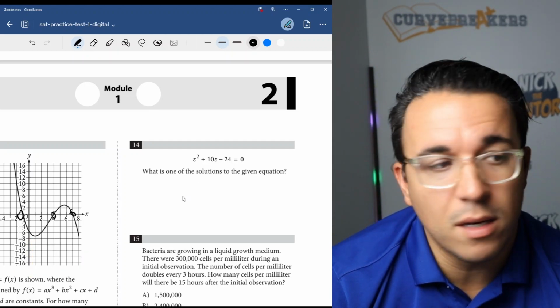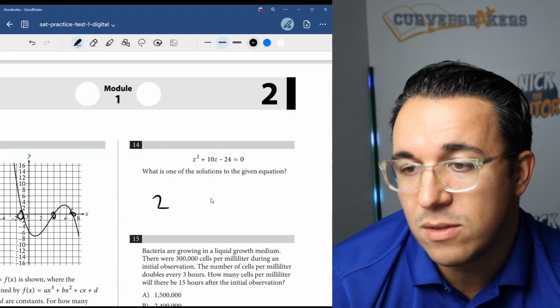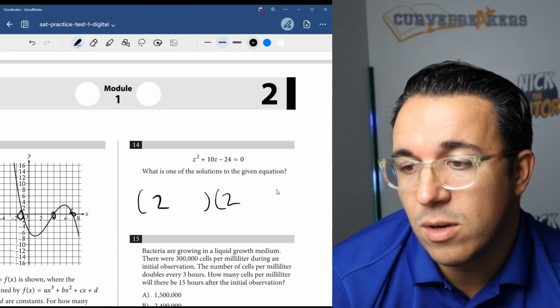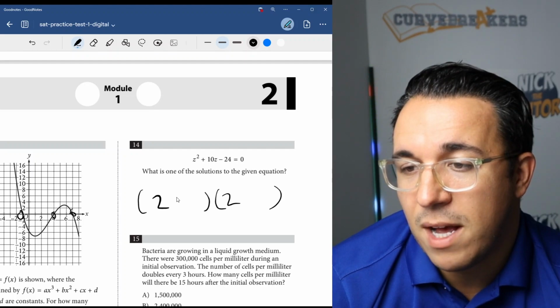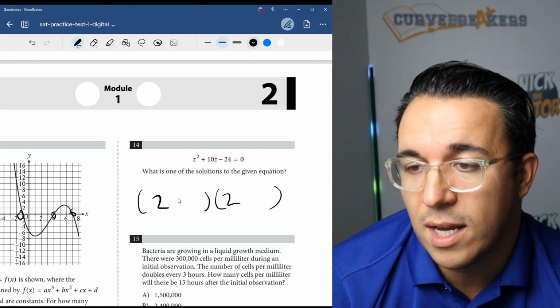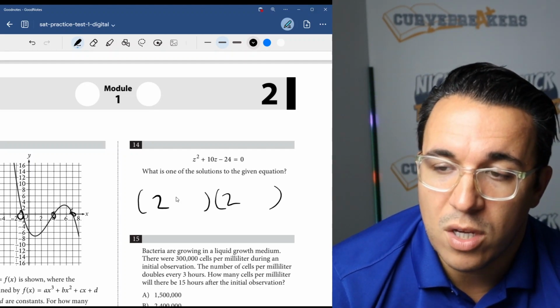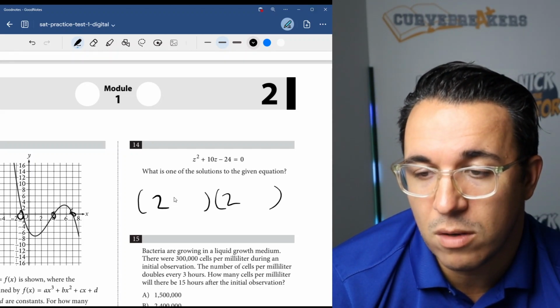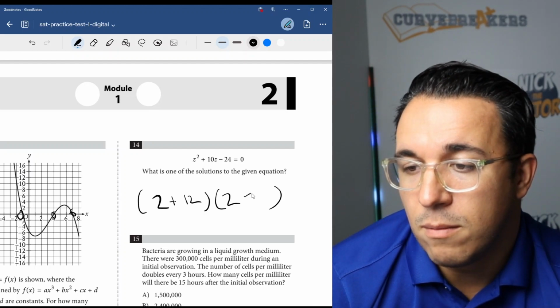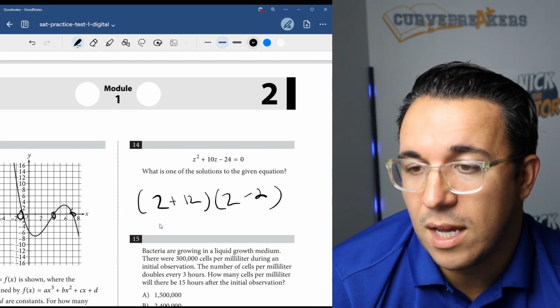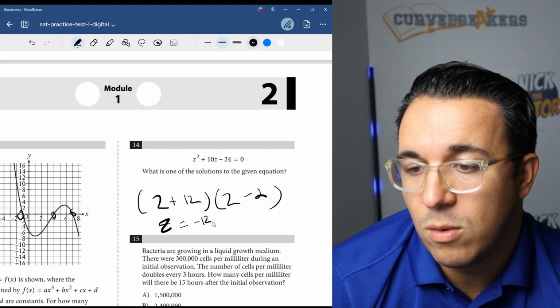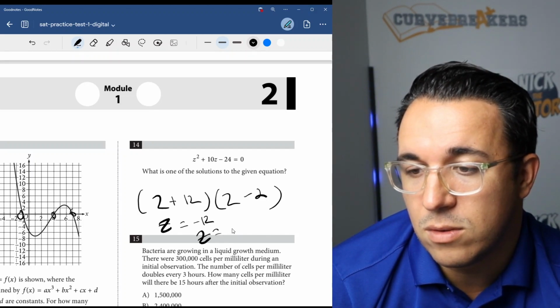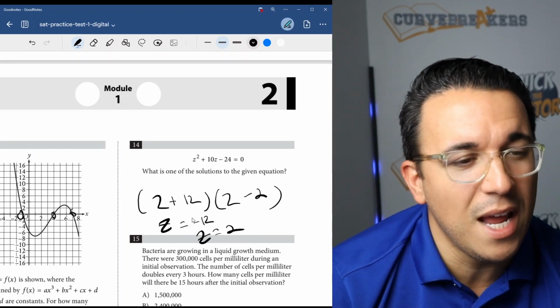Question number 14, right? We have to factor here. So we have Z and Z, and we want something that adds to positive 10 and multiplies to negative 24. We're looking at 12 and 2 is probably going to work. We also could go 8 and 3, but that's not going to work, right? So we're going to go plus 12 minus 2. So we're going to get z equals negative 12 or z equals 2. Both of those would be accepted answers.